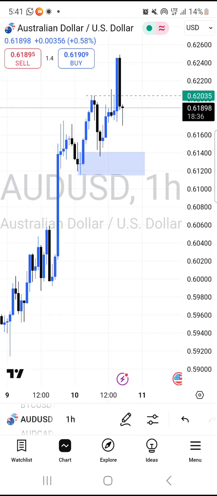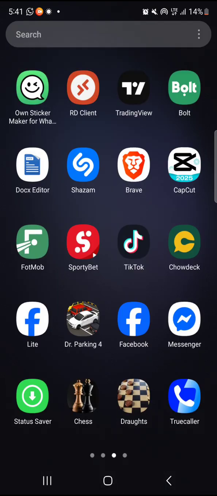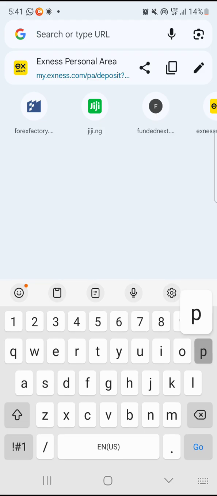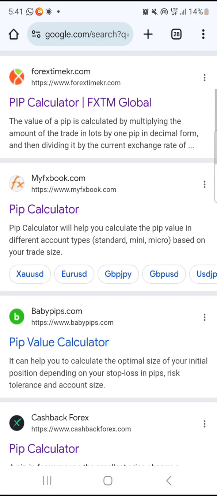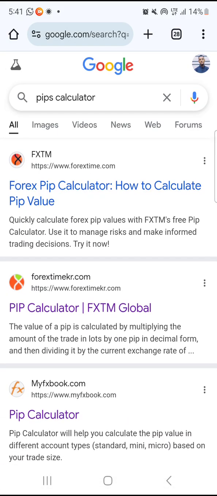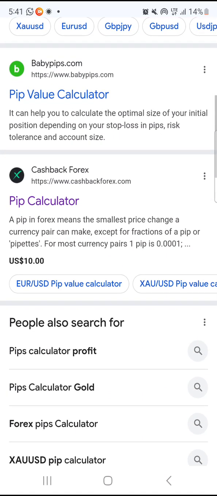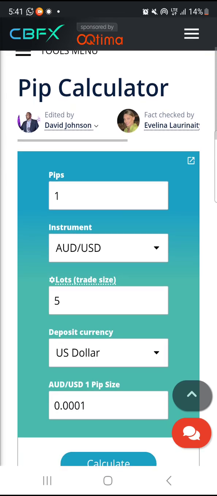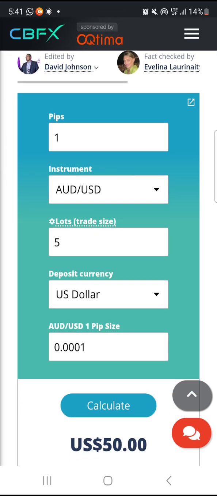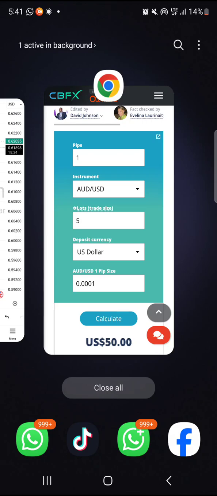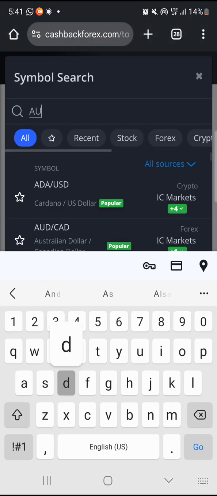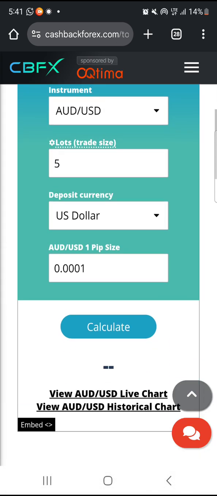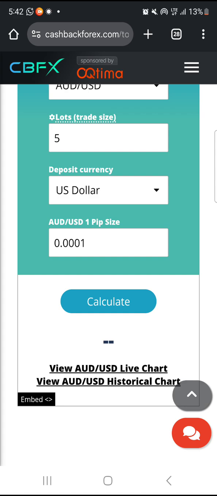Now let's say we want to risk $5 based on this 26 pips. Let's go to our pips calculator. Go to Google, type in pips calculator, and it comes to this cashback forex. It's usually a simple tool for analyzing and checking your risk. So search for the instrument AUD, put the pips, 26 pips. From the lots, we want to check how many lots will give us $5 risk.